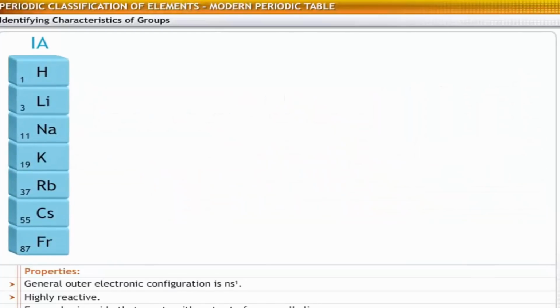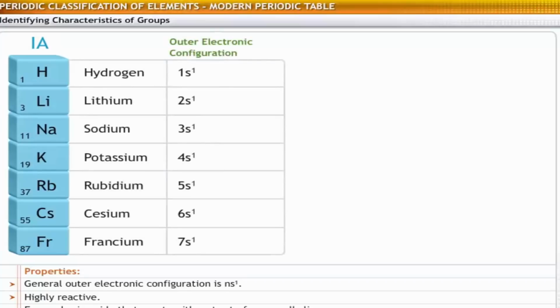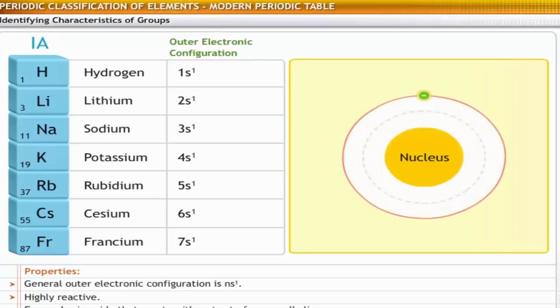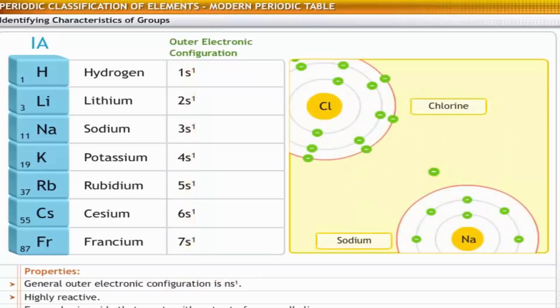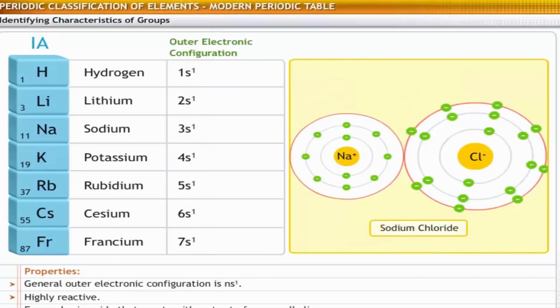If you begin with group 1, this group has 7 elements: hydrogen, lithium, sodium, potassium, rubidium, cesium, and francium. Elements in this group contain one valence electron. That is, their general outer electronic configuration is ns1. Because of their configuration, they enter into chemical reactions easily. That is, they are highly reactive.